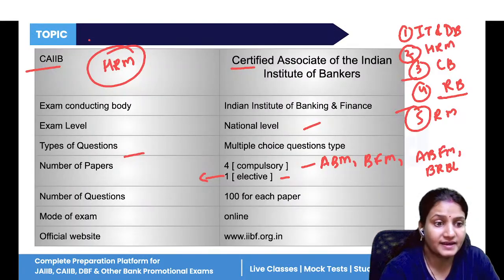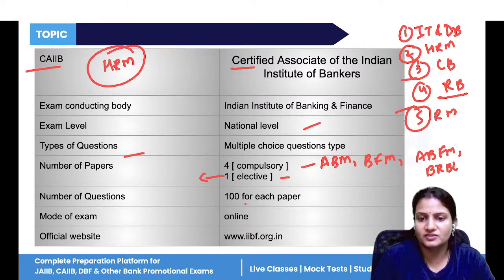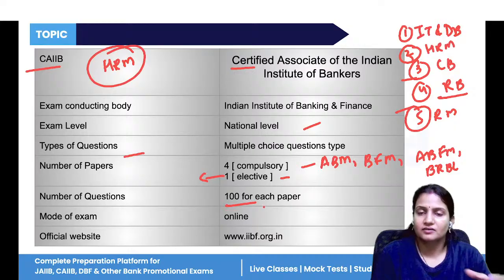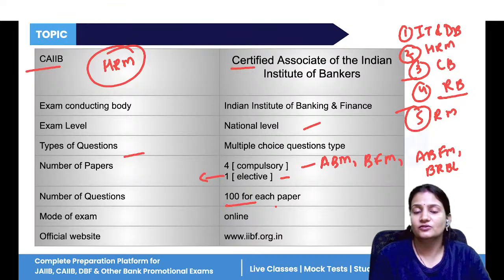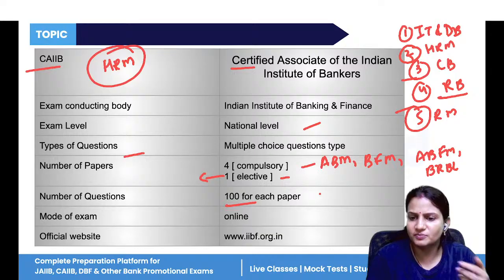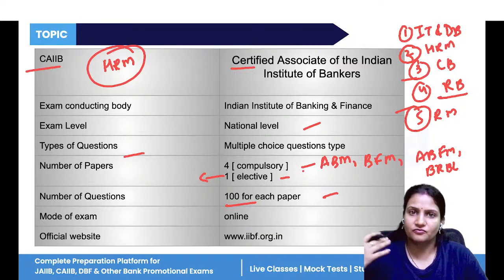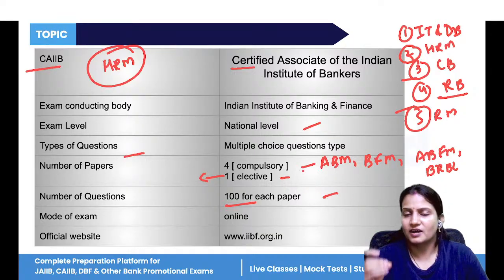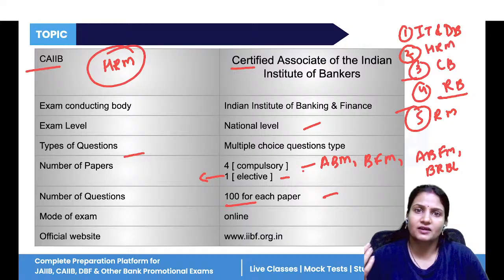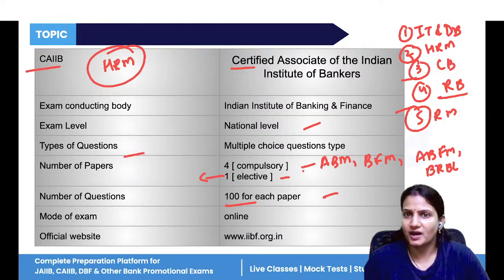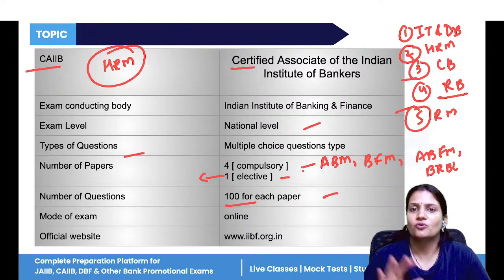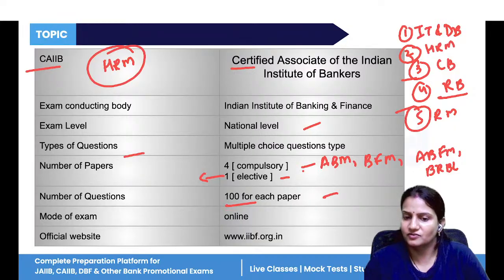Now, next is the number of questions. Again, it will be a 100-mark paper. It's not mandatory that you will see exactly 100 questions; the questions may vary. If the nature of the questions is very lengthy, then some questions may carry 2 marks, some may carry 3 marks. So it is not always the same that every question will carry 1 mark.